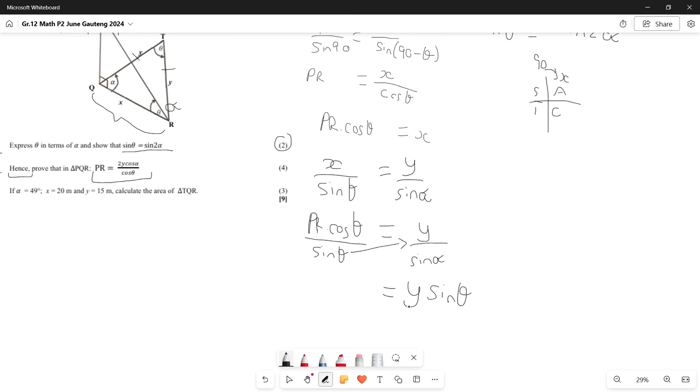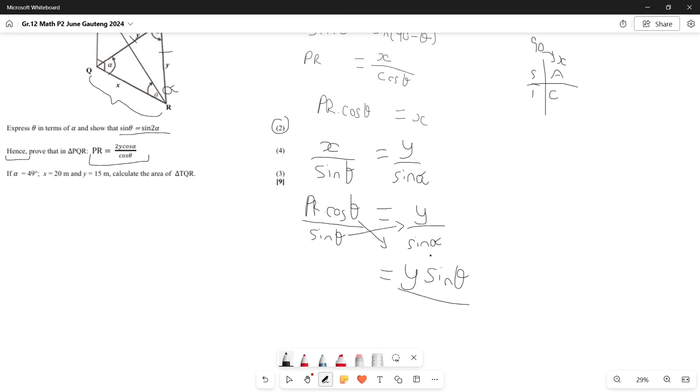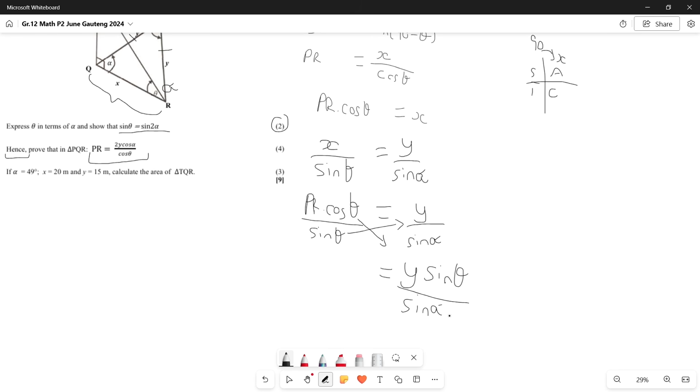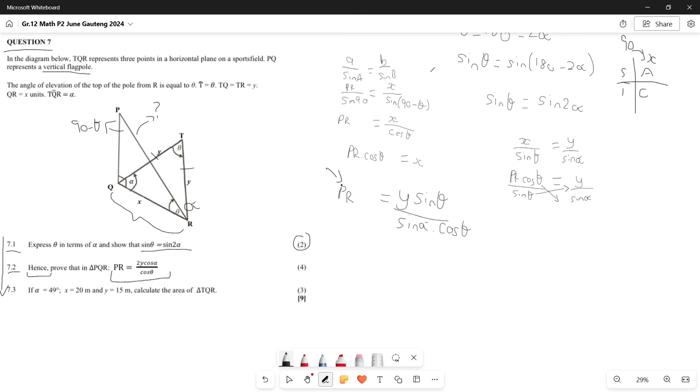So we have sine theta. We can then multiply down our cos theta to join our sine alpha over there. So we have sine alpha multiplied by cos theta, and then PR is by itself on the left side. Okay, and we have this guy over here, and very often in a question like this, we would have some sort of tan where we take our sine theta over cos theta and turn them into tan.